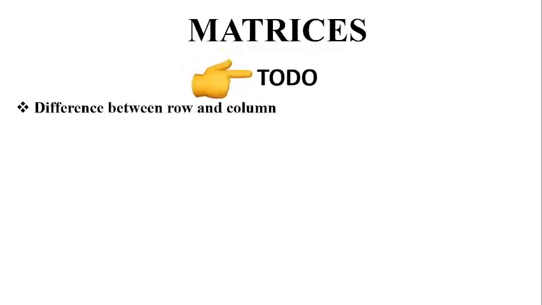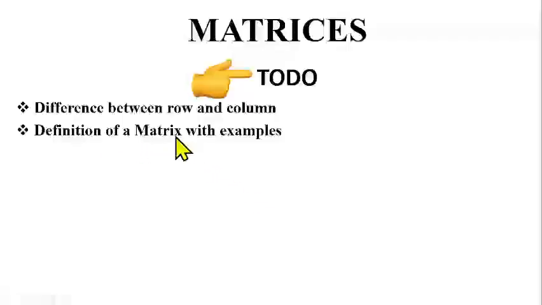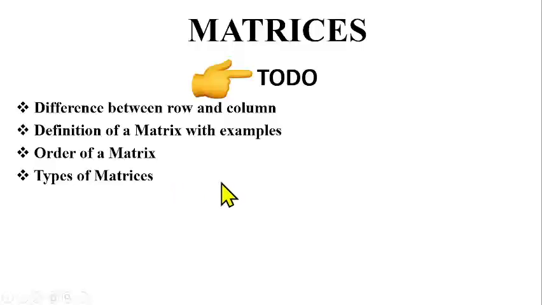We are going to first of all tell you the differences between row and column. Before you understand the matrix, you must know the difference between a row and column in the arrangement of things. And also we are going to be defining what a matrix is all about with examples. And also we are going to teach you how to find the order of a matrix, and also types of matrix as well. And also how you can find the notation, or give the notation, of matrices as well.